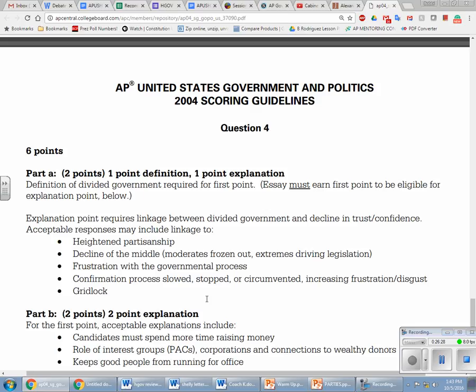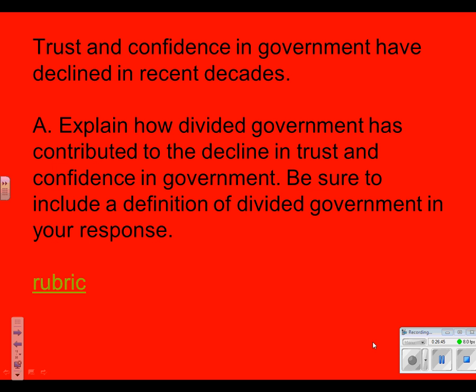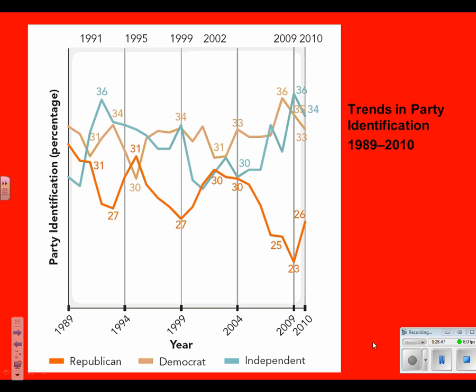And then of course, the frustration and gridlock could also go together. If we have divided government, less gets done, we have more gridlock, and that can lead people to think that the system just isn't working, and people don't trust it to actually promote or protect their needs. So those are some examples that you might use. But we're going to keep going now and look at this chart here about trends in party identification.